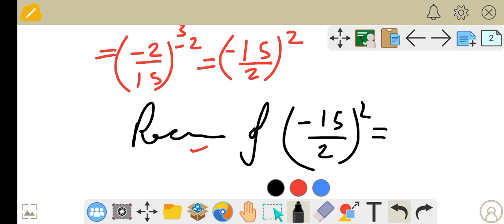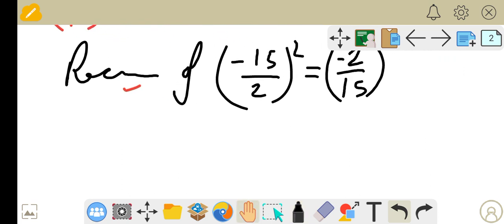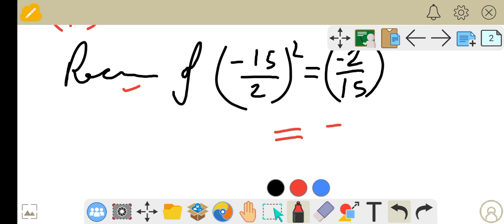Either you can take the reciprocal of the number as minus 2 by 15 to the power 2, or you can write the reciprocal of this number by changing the exponent into negative form, as you can also write its answer as minus 15 upon 2 to the power minus 2.